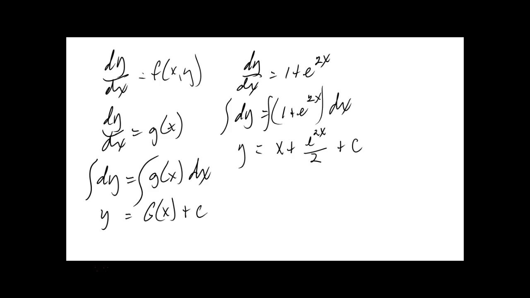Now, if you don't buy that, take a derivative. Derivative of this is dy, all right? Derivative of this is 1. Derivative of this is 1 half e to the 2x times 2, the 2 cancels 1 half, that gives you e to the 2x, that doesn't give you anything, dx. Good deal, that works, right?